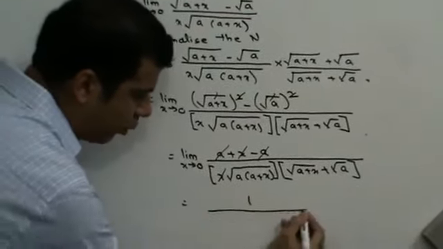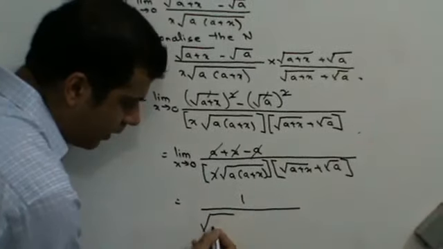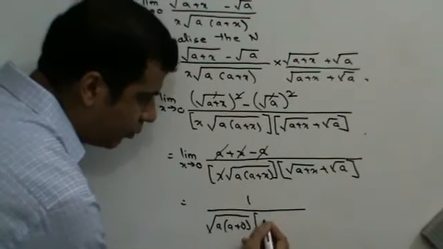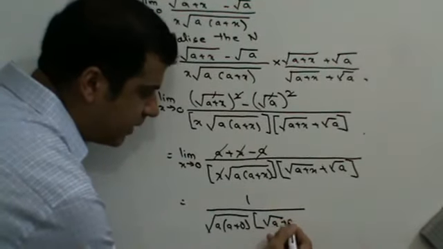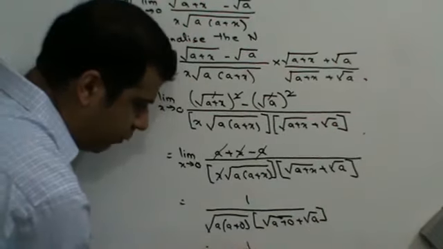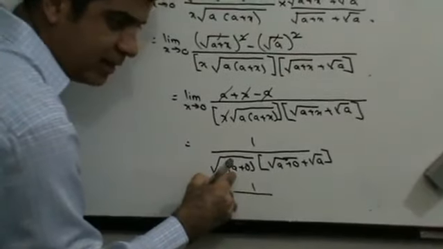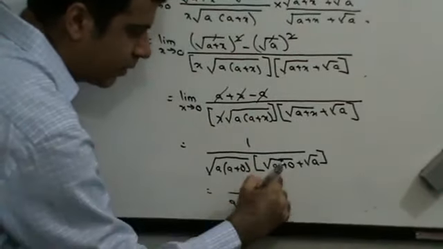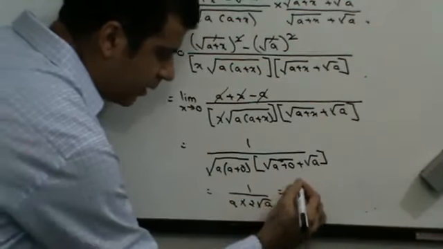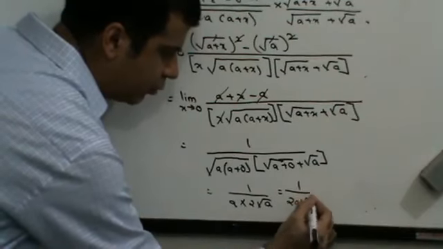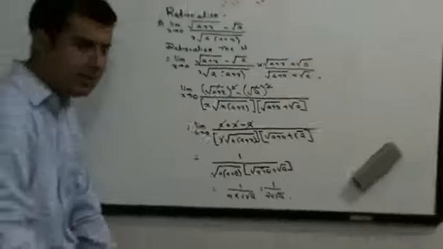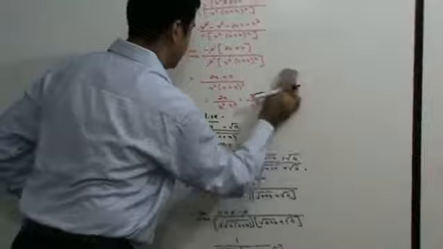So this will be 1 upon root of a plus 0 into root of a plus 0 plus root a. So this is going to be 1 upon a into a square. Root of a square is a. Root a plus root a is 2 root a. So my final answer is 1 upon 2a root a. Right? That's how we rationalize, people. Fine, do we get this thing clear? Let's move on to the next sum, guys.